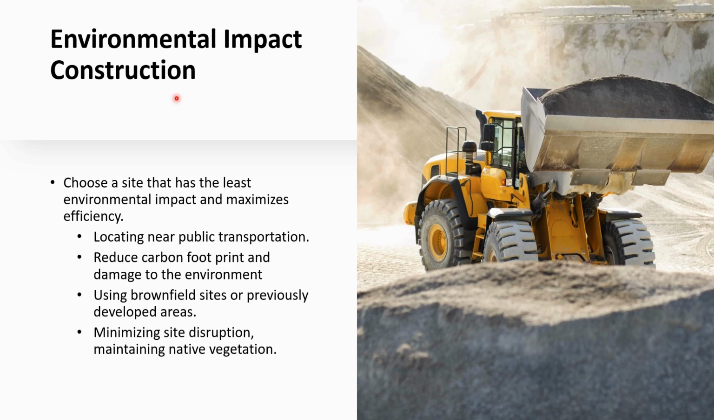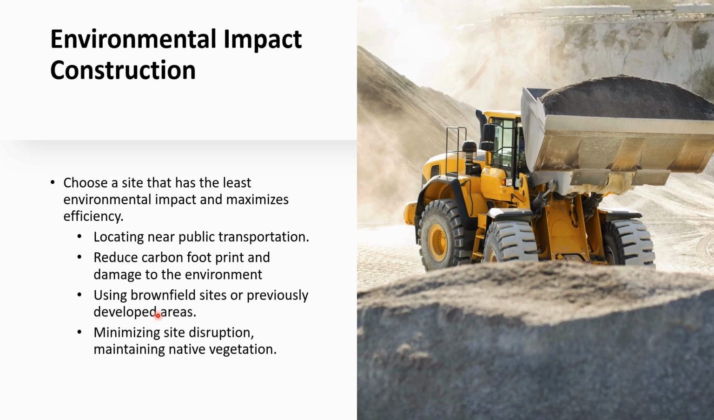When we choose a site that has the least environmental impact, it will help to minimize site disruption and also maintain native vegetation. So we can preserve the ecosystem. We can maintain the original flora and minimize changes to the land, and it can help the local ecosystem. It can help to support biodiversity, the soil health, and also the water quality.